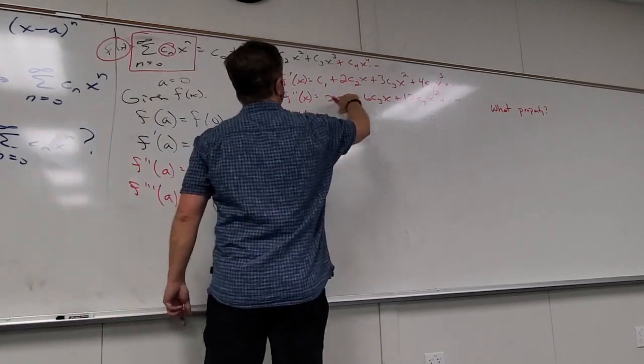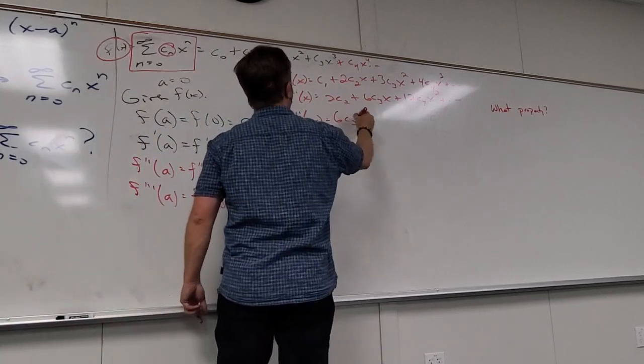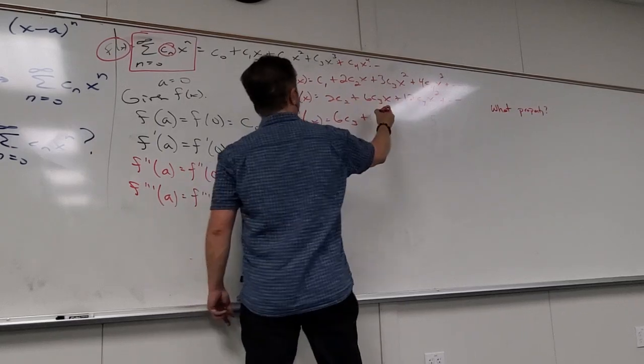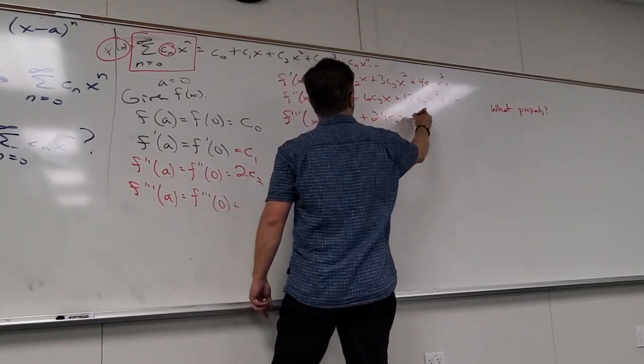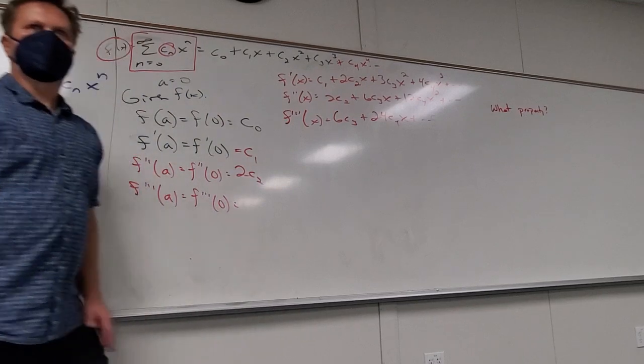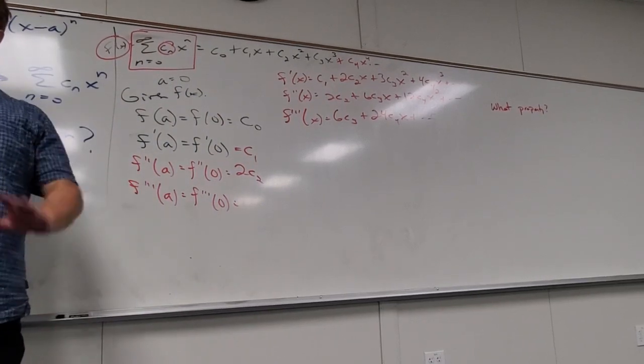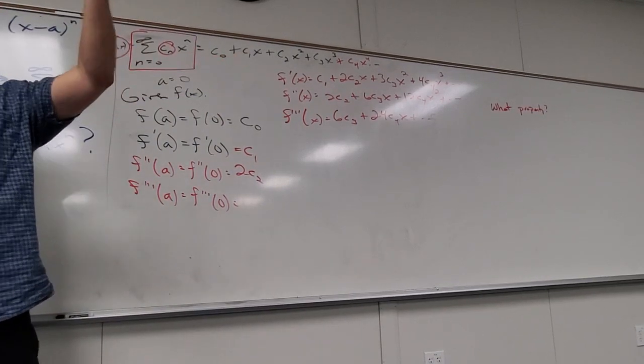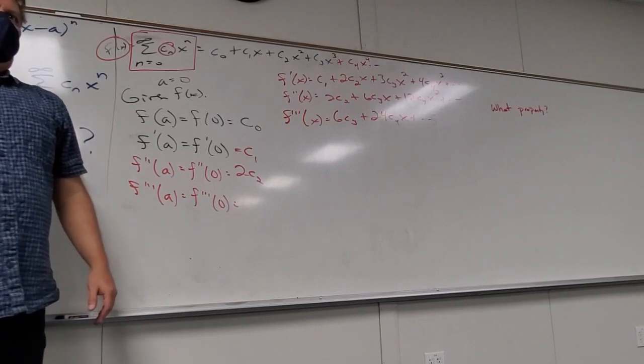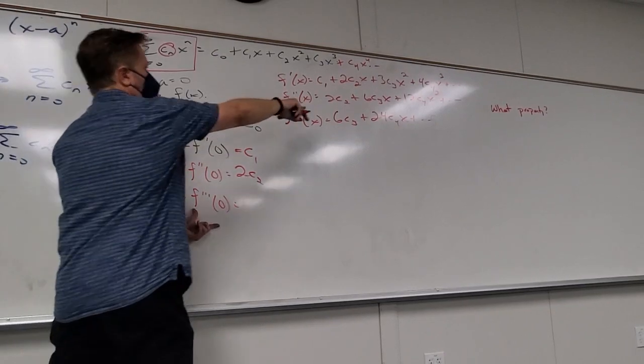F triple prime, this goes away. 6c3 plus 24c4x plus more terms. Okay, right. So pretty cool. Every term has an x in it except for the first one. So now f triple prime of 0 is going to be 6c3.